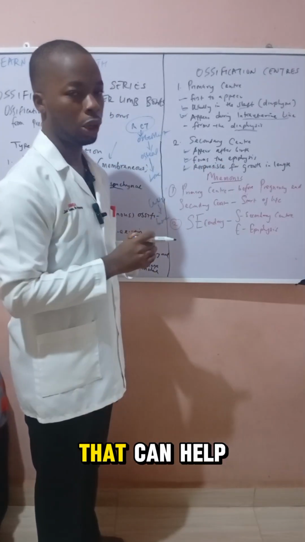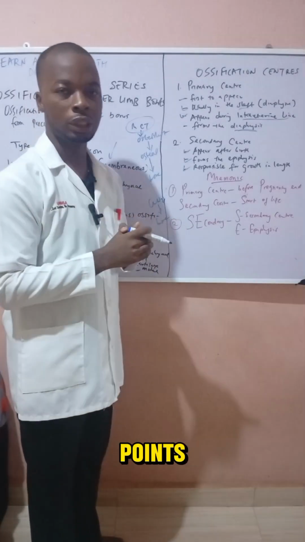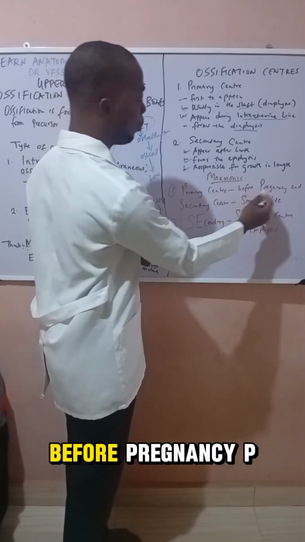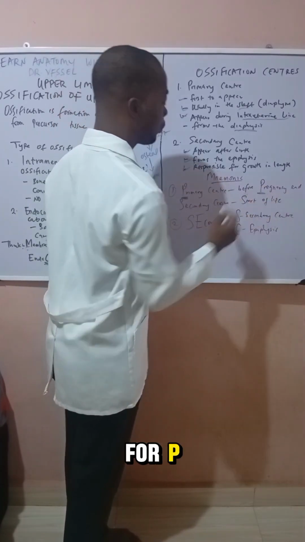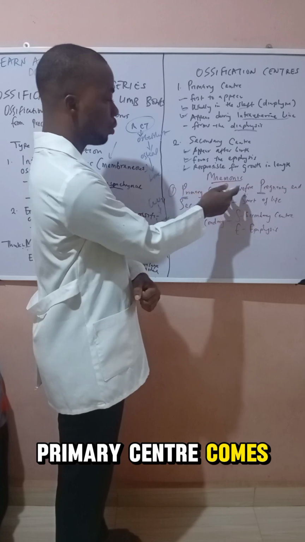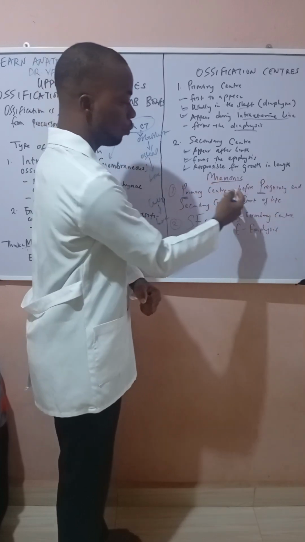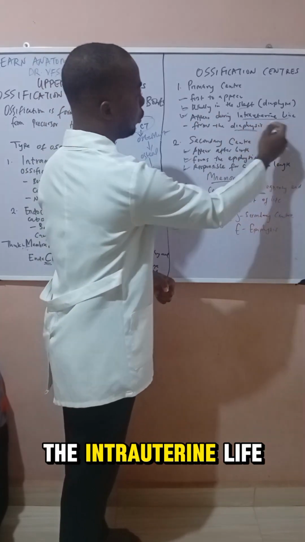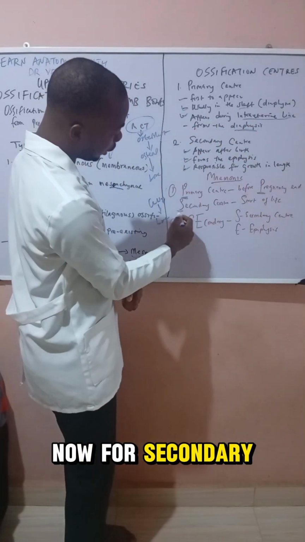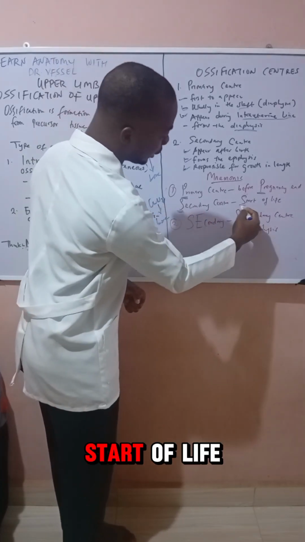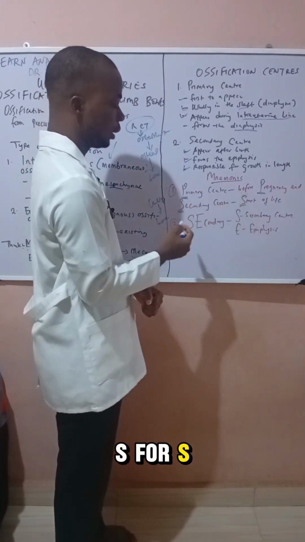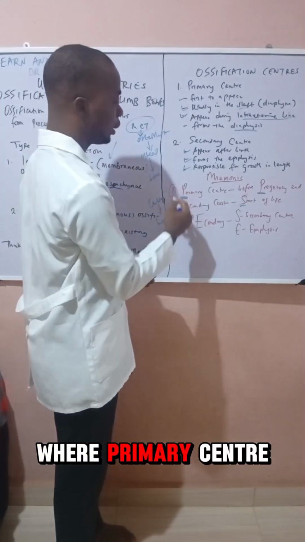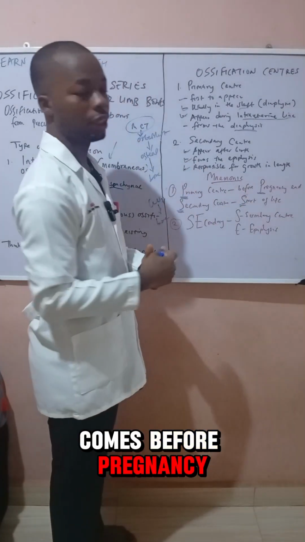I have two mnemonics here that can help you remember all these high yield points I've just said. The first mnemonic is primary center before pregnancy. P for P. Primary center comes before pregnancy ends. That's where the primary center comes. It appears in the intrauterine life. Now secondary center comes start of life. S for S, start of life. Secondary center comes start of life, while primary center comes before pregnancy ends.